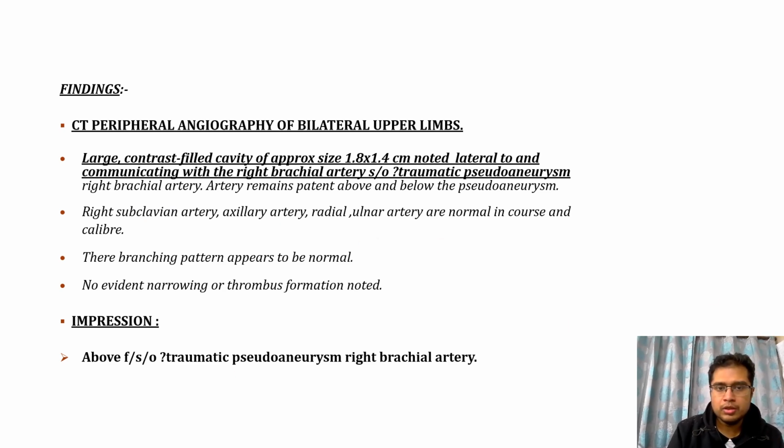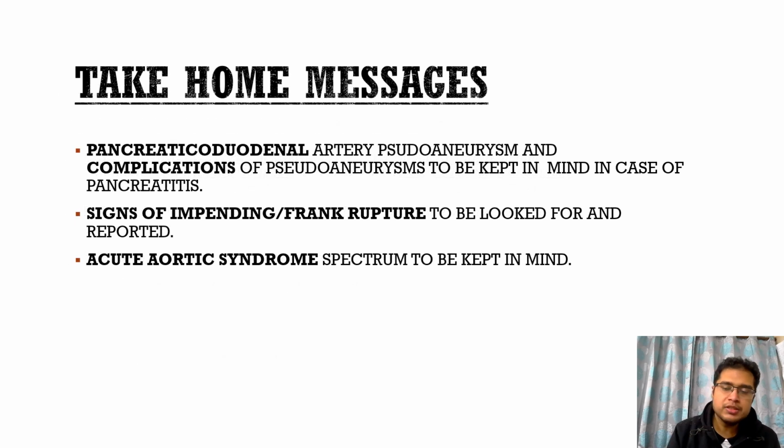So what are the take-home messages from this particular presentation? These are the head of the pancreas. We have to think of pancreaticoduodenal artery aneurysm as well, along with the gastroduodenal artery. And the complications of pseudoaneurysms are to be kept in mind while reporting any case of pseudoaneurysm. Signs of impending or frank rupture are always to be looked for in case of any aneurysm. The acute aortic syndrome spectrum has to be kept in mind along with the differences.